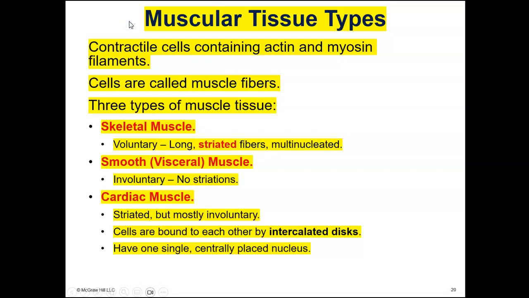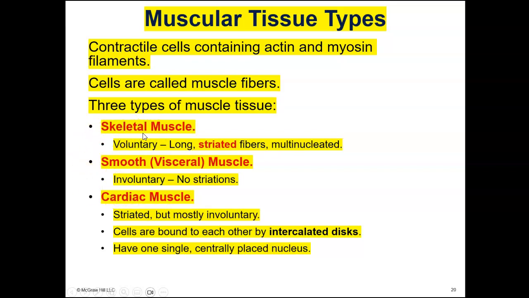All right, so muscular tissue is specialized for contraction, and all muscle tissue has the protein fibers actin and myosin, which enable the tissue to contract. The cells of muscle tissue are called muscle fibers, and there are 3 types. There's skeletal muscle, smooth muscle, and cardiac muscle. And most people understand about skeletal and cardiac.